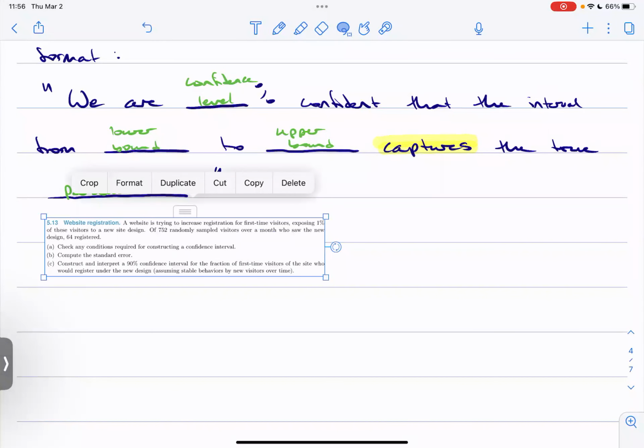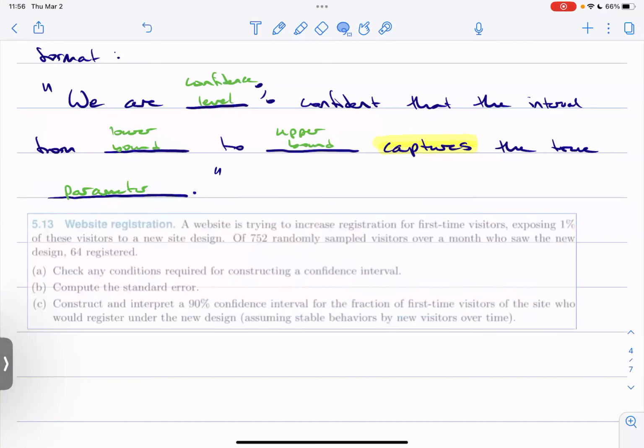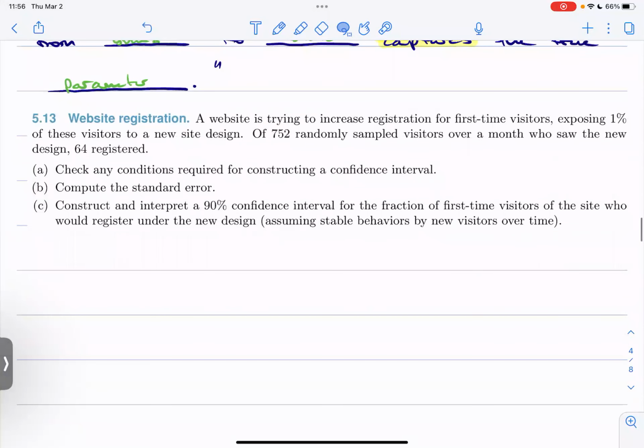So we're ready to do our first example. A website is trying to increase registration for first-time visitors, exposing 1% of these visitors to a new site design. Of 752 randomly sampled visitors over a month who saw the new design, 64 registered.